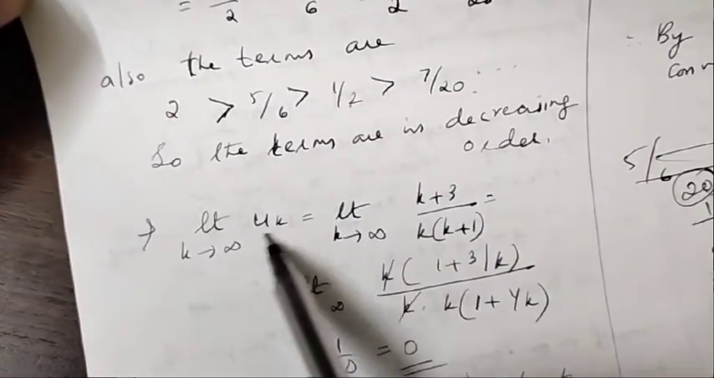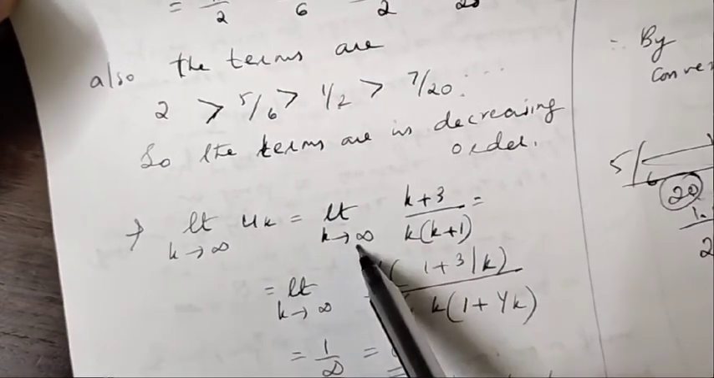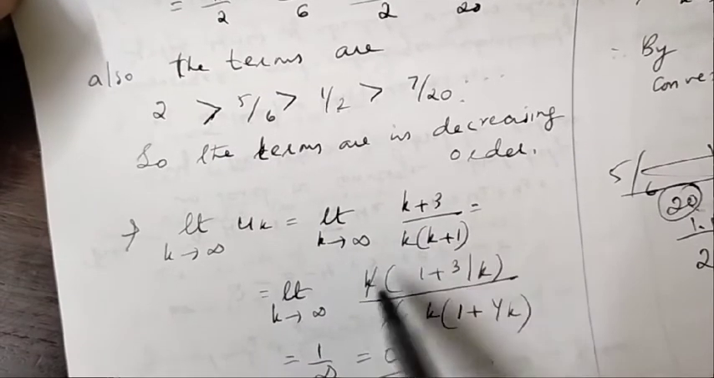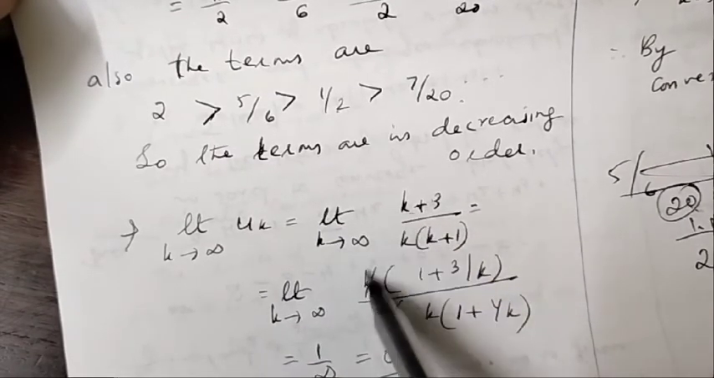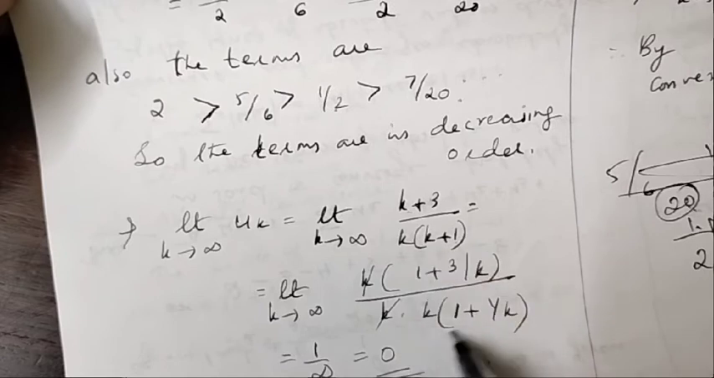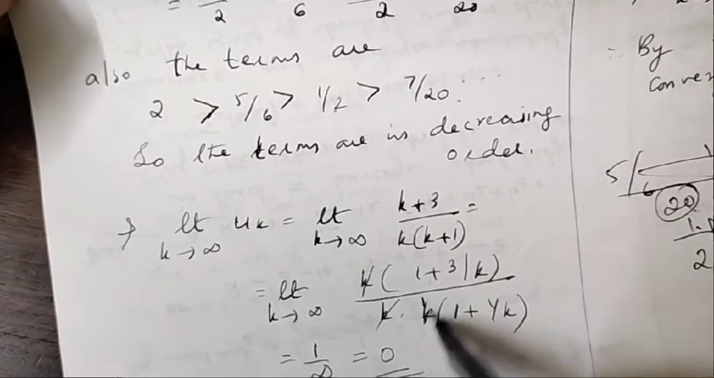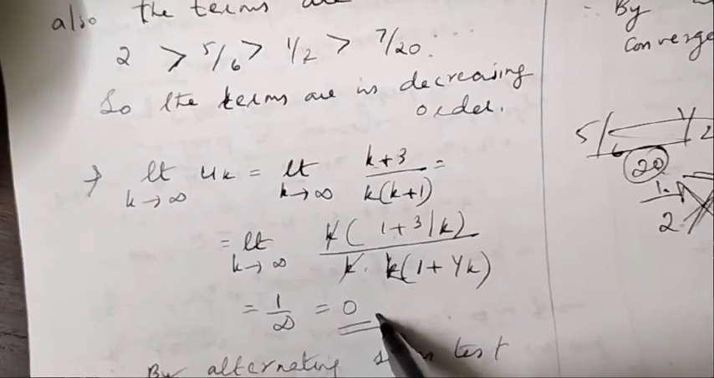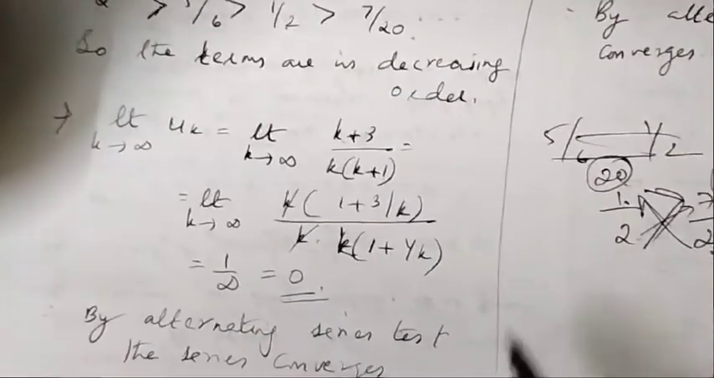Then what is the limit value? Second condition: limit k tends to infinity of (k+3)/(k(k+1)). For that, take k outside from the numerator and denominator. So k remains in the denominator, and 1/infinity is 0. So by the alternating series test, the series converges.